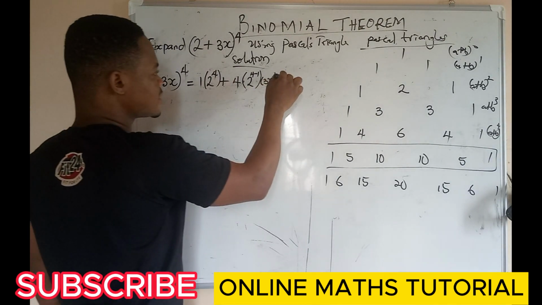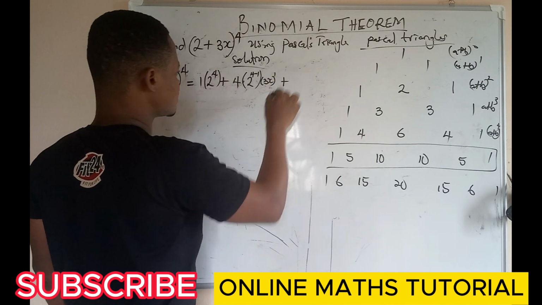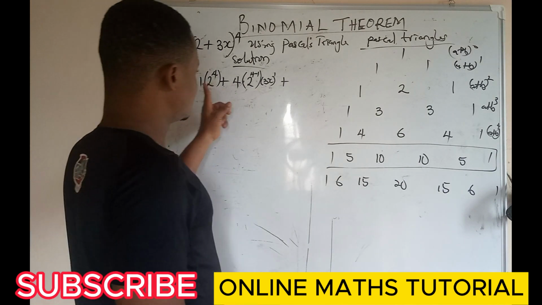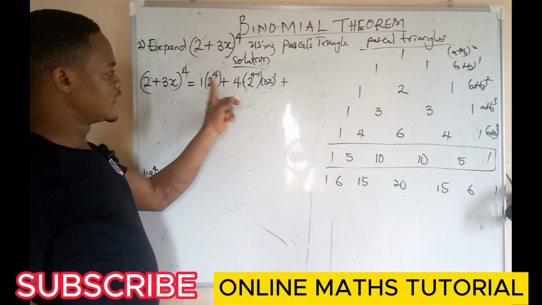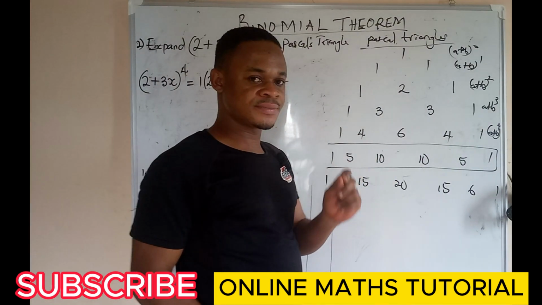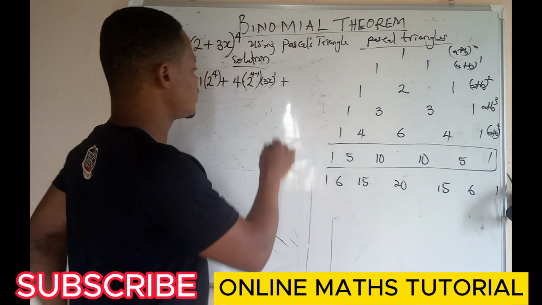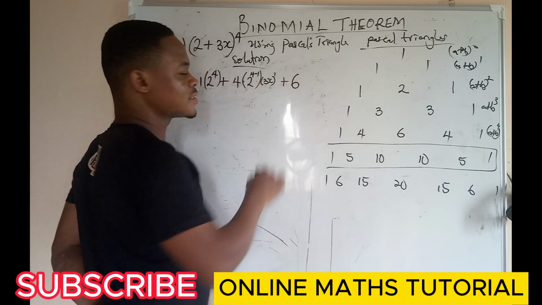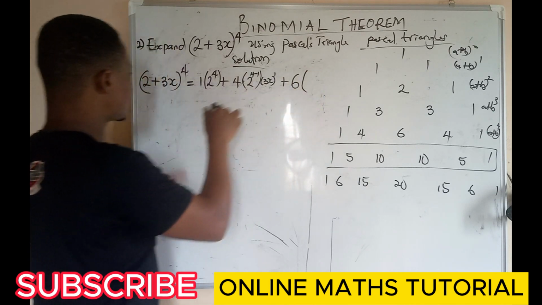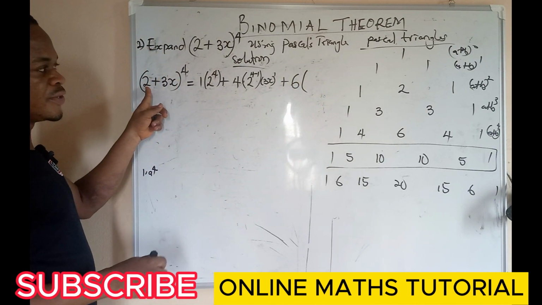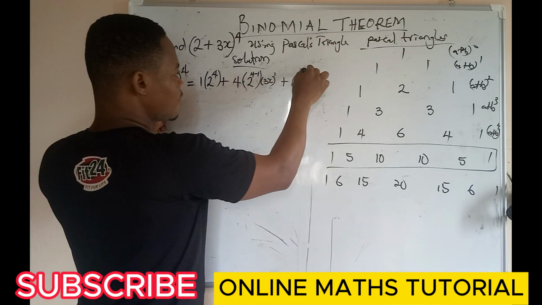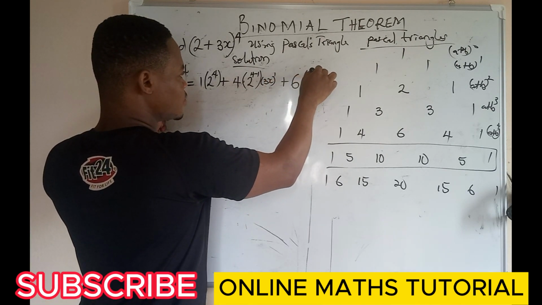So the next one is plus, watch carefully. You have taken the first coefficient, which is 1, the second coefficient, which is 4, the third coefficient is 6. So we have 6, open brackets. We take the first one, like we said, it will be reducing. We have 2 raised to the power 4 minus 2.